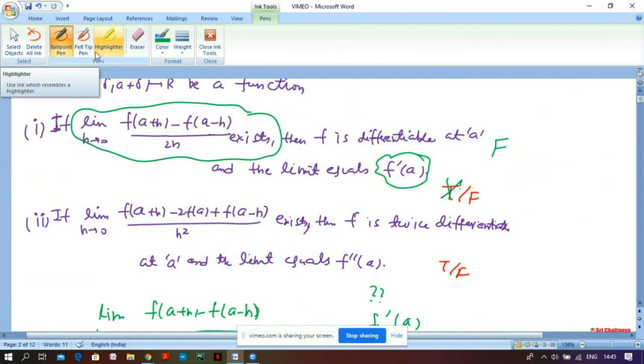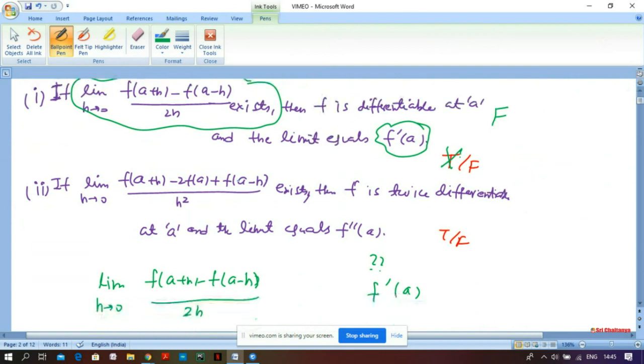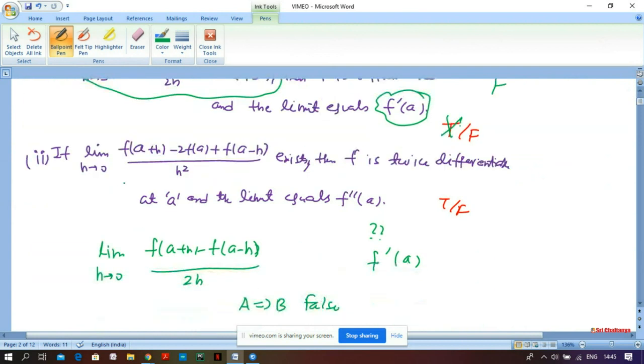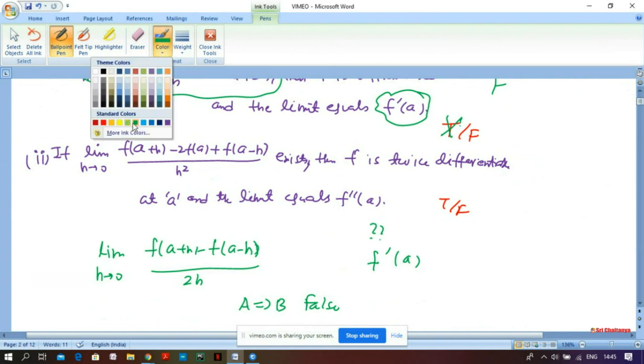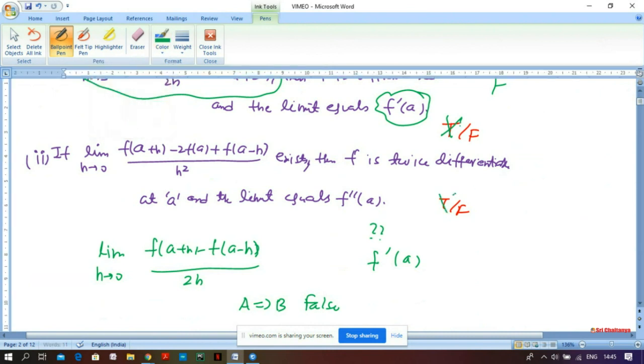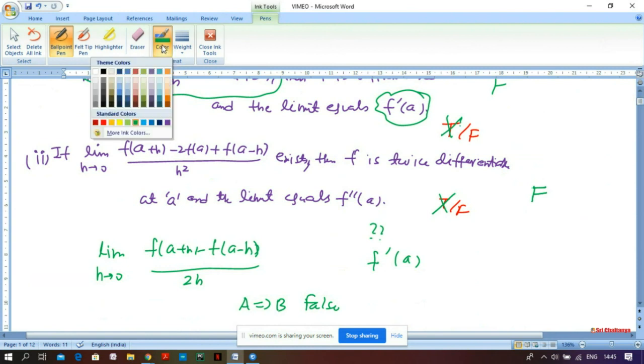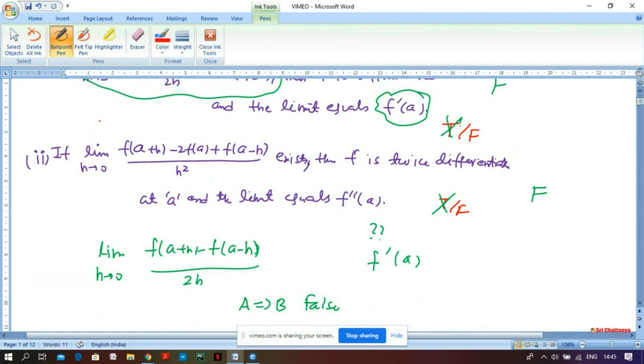A similar looking thing is the next one. If the limit as h tends to 0 of f of a plus h minus 2f of a plus f of a minus h over h squared exists, then f is twice differentiable. This also will be shown to be false. So once we are claiming it is false, I must be prepared to give a counterexample. So let me give you a counterexample.